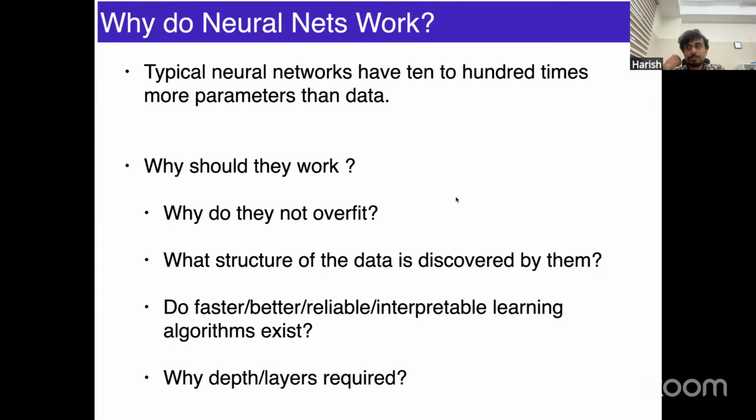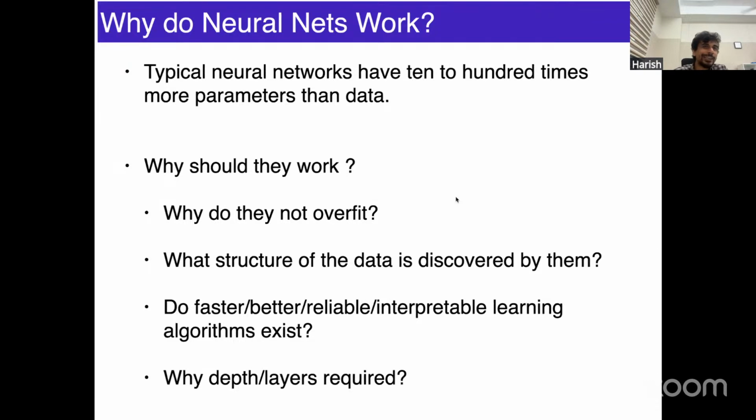The core question that motivates our work here is, why do neural nets work? I'll take it for granted that neural networks work well, because that's the huge reason behind the AI boom, and it's been the case for at least 10 to 15 years now. But why should they work? Typical neural networks have something like 10 to 100 times more parameters than data. There are so many ways in which they can fail, but they still succeed. So why do they not overfit? What structure of the data is really discovered by them?